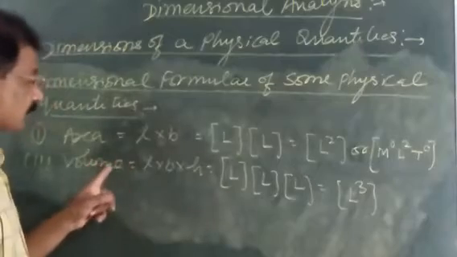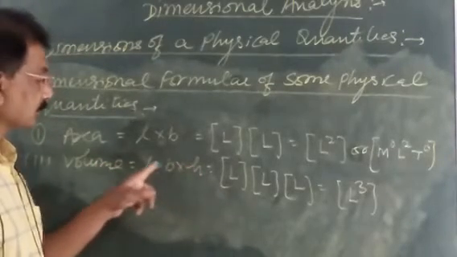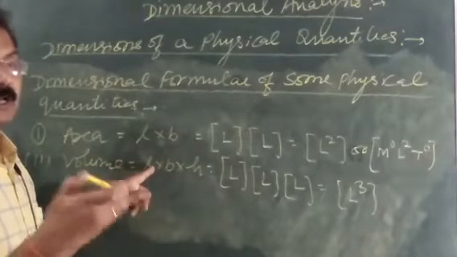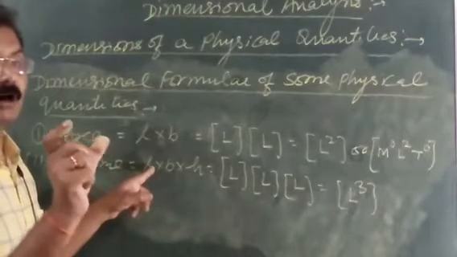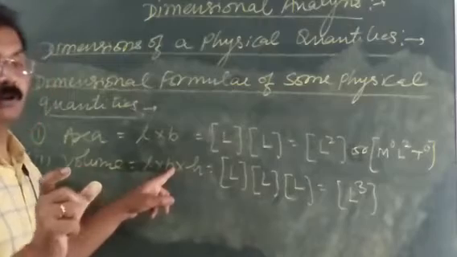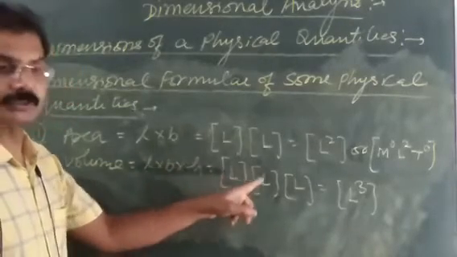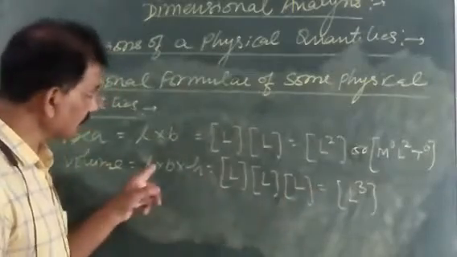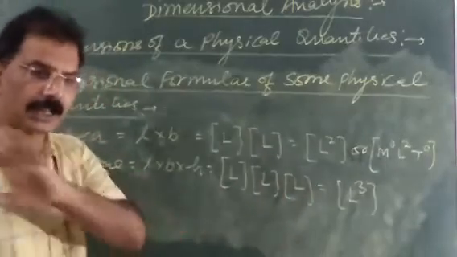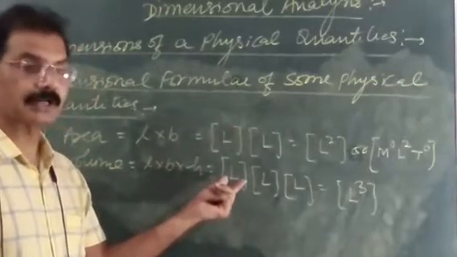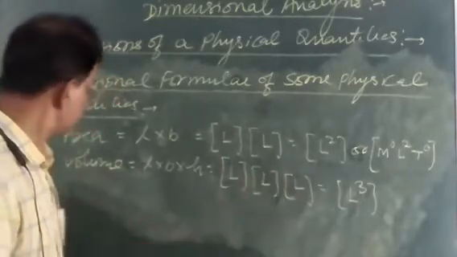Remember this here: volume is L into B into H, because length is measured either in meter or centimeter. Meter or centimeter is what? Unit of length. Breadth is also measured in meter or centimeter. So always we will use the same notation L for each length. Already I have told you, for any type of length or any type of distance, you write only L in the dimension.